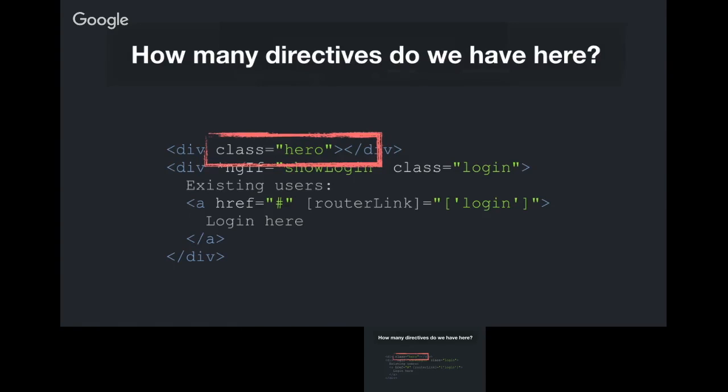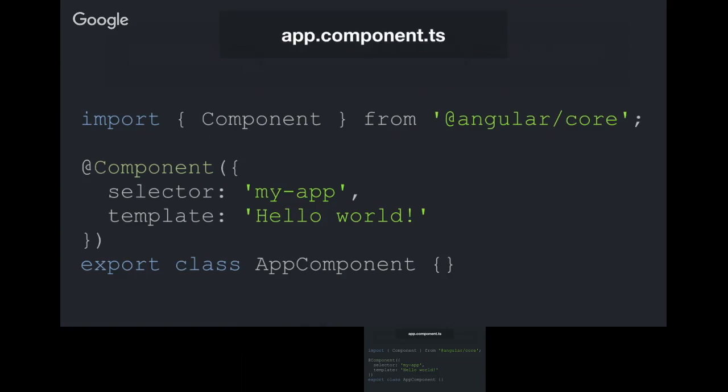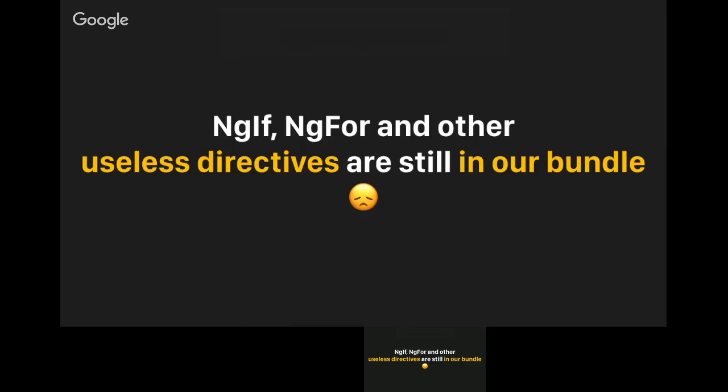At runtime, it's obvious because we know the context, the component tree for each individual component. However, at build time, it's not completely obvious. And we can see that our application doesn't use any directives, right? We have only a single text node. We have nothing. Unfortunately, in our final bundle, we're going to have ngIf, we're going to have ngFor, and much more other useless directives.